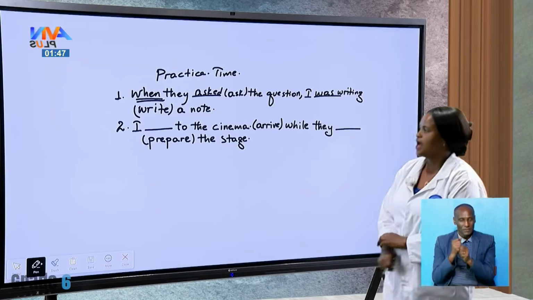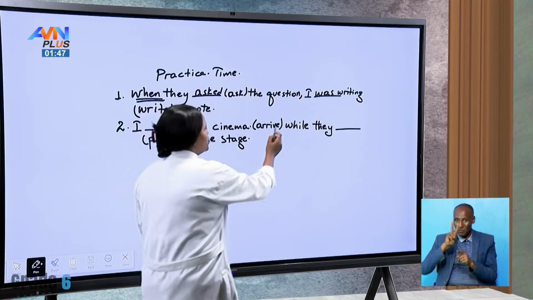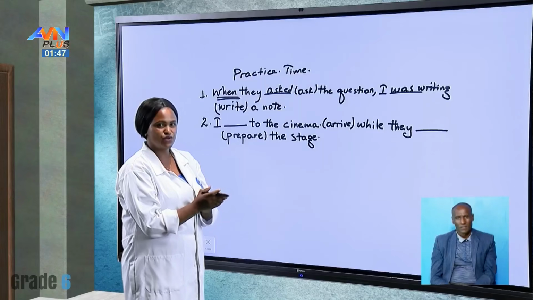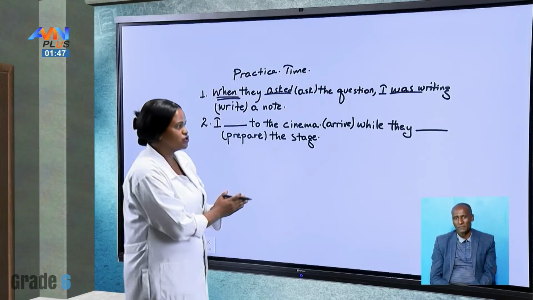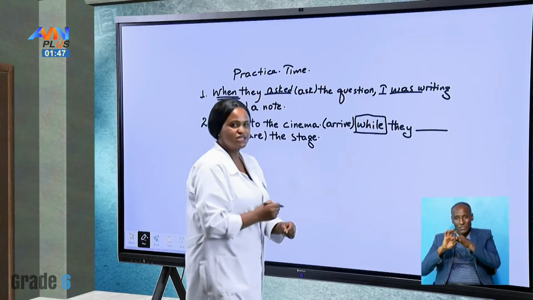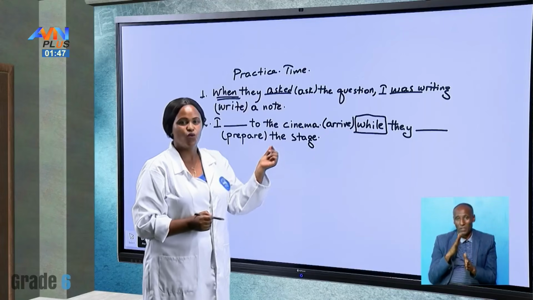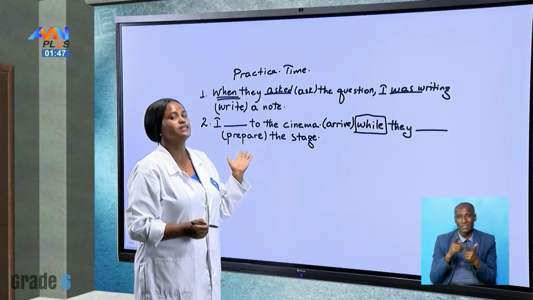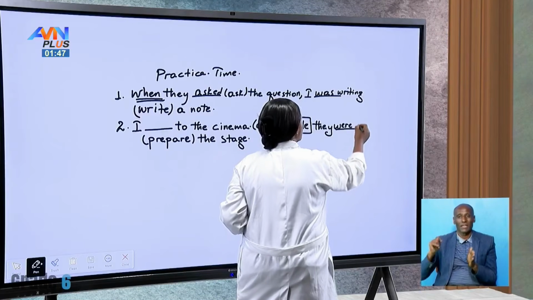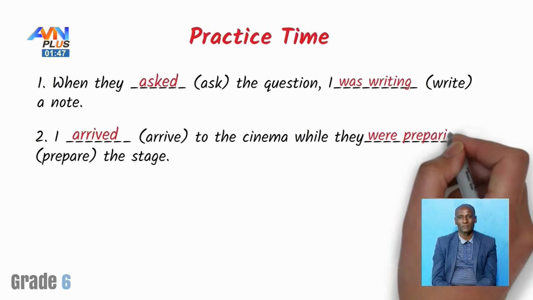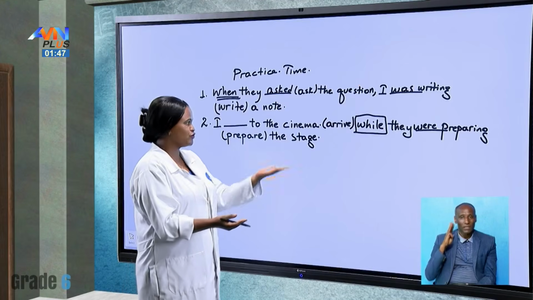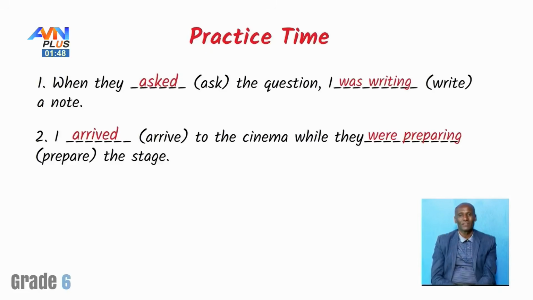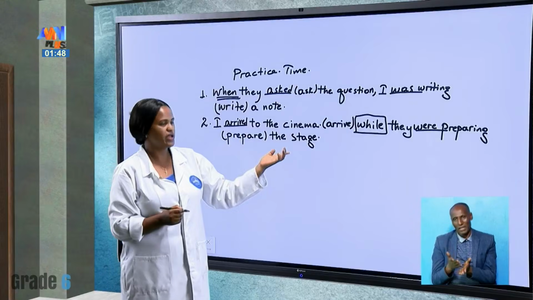Let's do it together. I blank to the cinema, arrive is our verb, while they prepare the stage. Which one do you think is the short action? Is it the first one or the second one? We have a clue now. In this sentence, our clue is what? This conjunction while. Because earlier, what did we say? We said while is followed by a continuous or a long action. So, the second one obviously is what? They were preparing. If you can say they were preparing, then it's very simple to come to the first one. What is that? Yes, I arrived. I arrived at the cinema while they were preparing the stage.